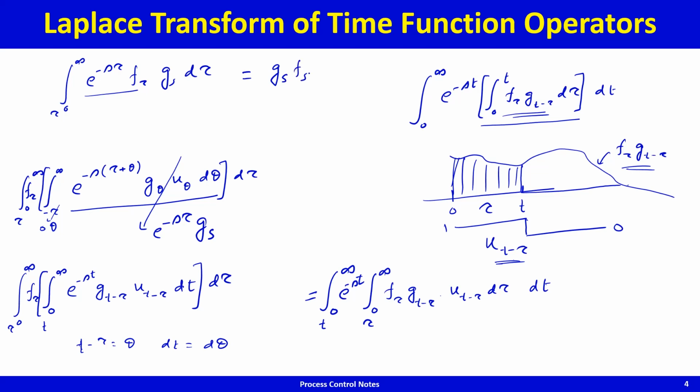So what this shows is that the Laplace transform of f star g is equal to f of s times g of s. This is the key result that you get.